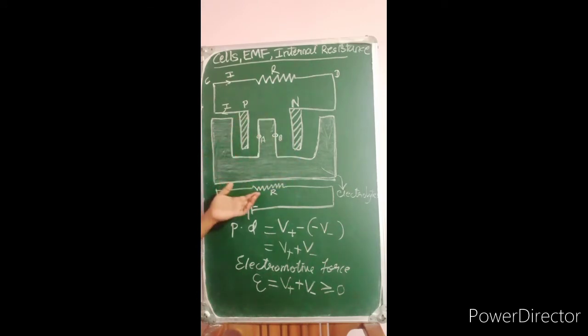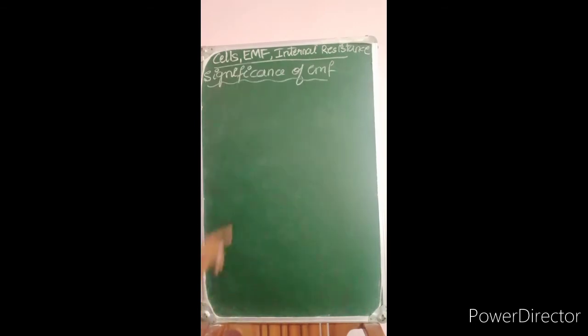When there is no current, the potential difference will be equal to V plus plus V minus, which is nothing but the electromotive force. It is denoted by small letter E. E is equal to V plus plus V minus, which always has a value greater than or equal to 0. Next we are going to study the significance of EMF, that is the electromotive force.